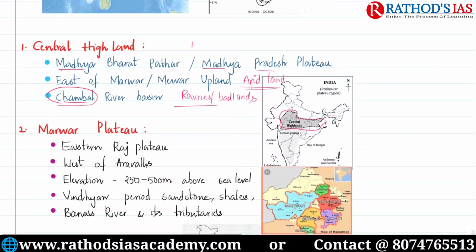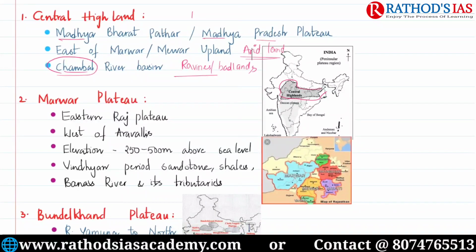And the next one is the Marwar Plateau, which is mainly present in the eastern Rajasthan Plateau. Here you can see this Marwar Plateau, the blue colored part. It is nothing but the eastern Rajasthan Plateau. Here we have the Aravallis. This Marwar Plateau is present to the west of the Aravallis, and the average elevation of this Marwar Plateau is 250 to 500 meters above sea level. It belongs to the Vindhyan period, and there is a presence of sandstone as well as shales, and especially the river Banas and its tributaries flow in this area.